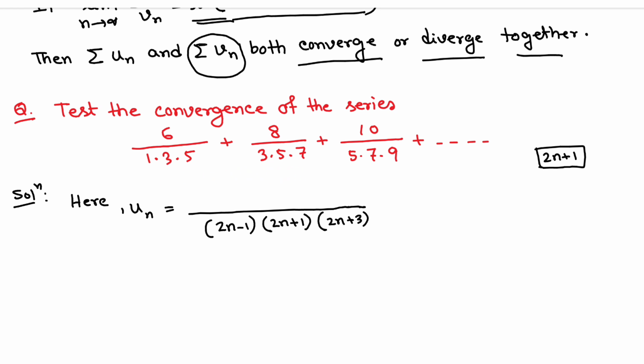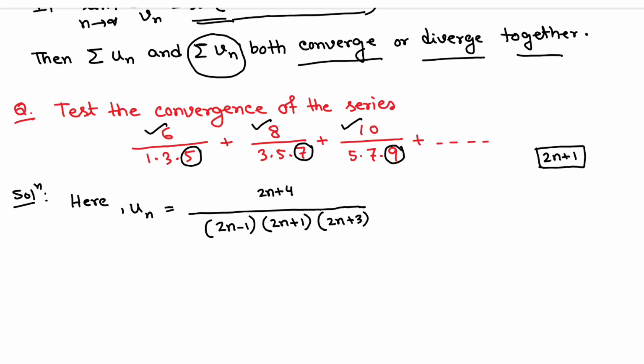Now the numerator. When it is 5, the numerator is 6. When 7, the numerator is 8. When 9, the numerator is 10. That means increased by 1 from the last number. So this will be 2n plus 3 plus 1, that means 2n plus 4. Okay, 2n plus 4.